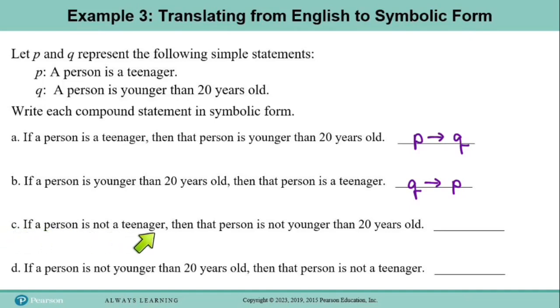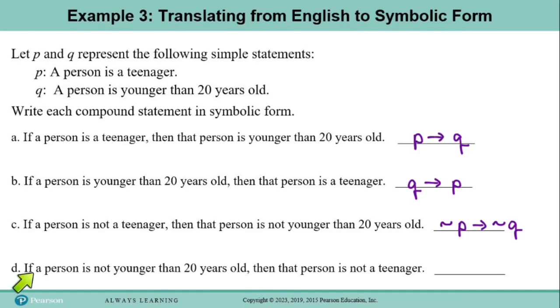Okay, here's part C. If a person is not a teenager, then that person is not younger than 20 years old. So a person is not a teenager. That's going to be the negation of statement P. So we will put not P. And then we have our if-then connective. And then the next statement is that person is not younger than 20 years old. So that's the negation of statement Q. So we have if not P, then not Q.